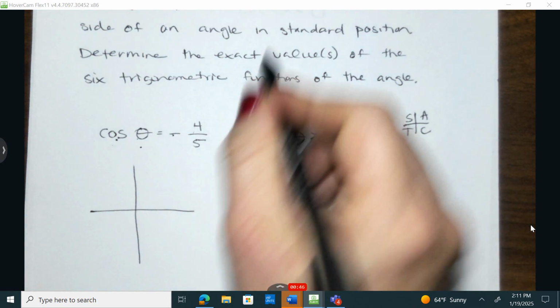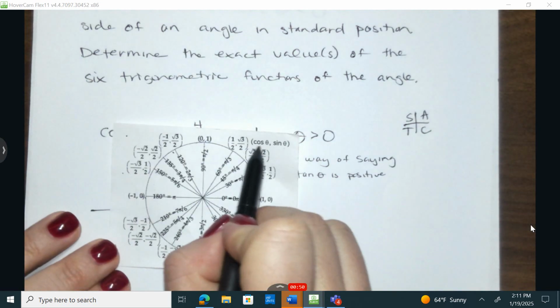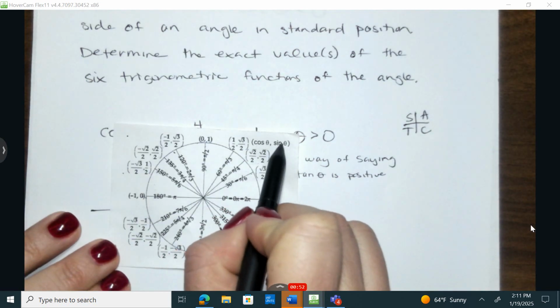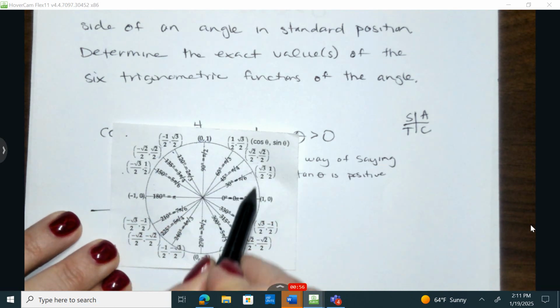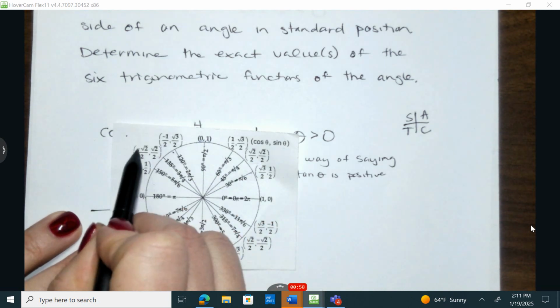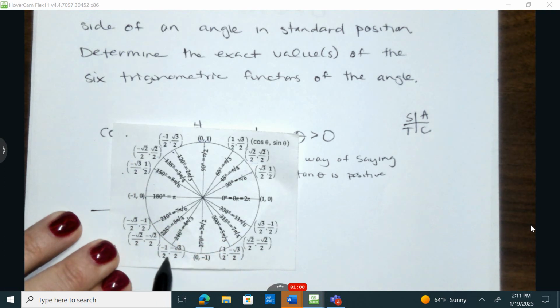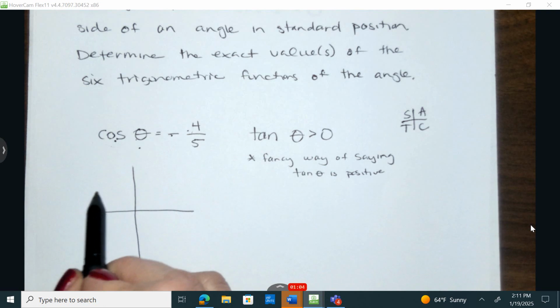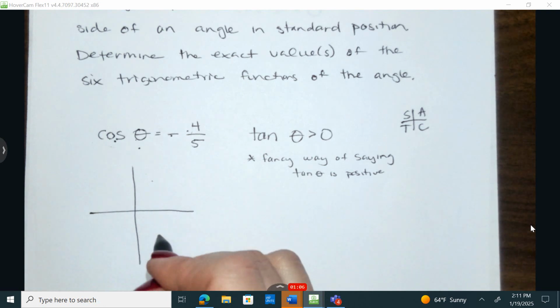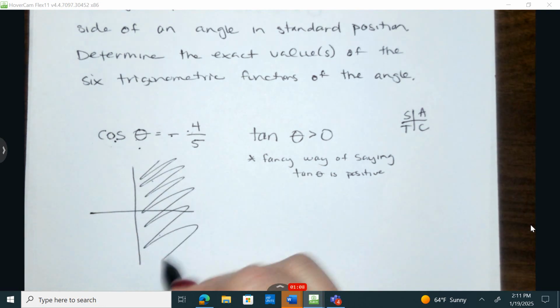Remember when we look at the unit circle, let me grab the unit circle so you can see it. The cosine is the first value and the sine is the second. Cosine values in quadrants 1 and 4 are all positive, and cosine values in quadrants 2 and 3 are all negative. So the cosine value is negative. That means I know that it cannot be in quadrant 1 or 4. I'm going to cross those out.